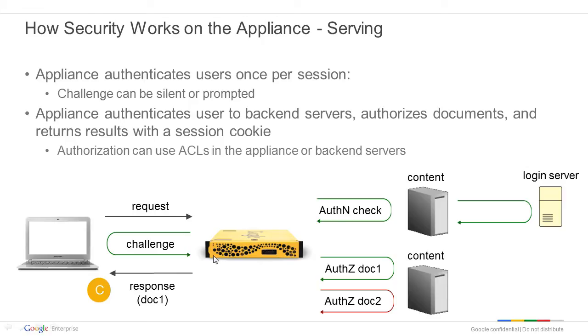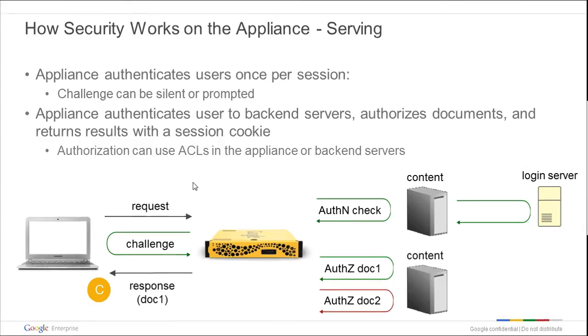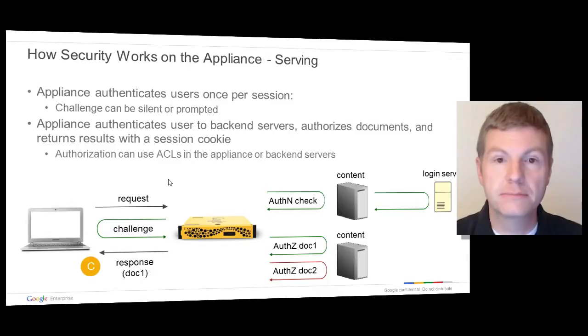It uses a program on the GSA called the head requester. Now, as an alternative to this serve time authorization, you may be able to load document permissions into the GSA at indexing time using a feed containing access control lists, or ACLs. This is called early binding and can perform significantly better. In either case, the default behavior of the GSA is to only show a user the results that that user is allowed to see.